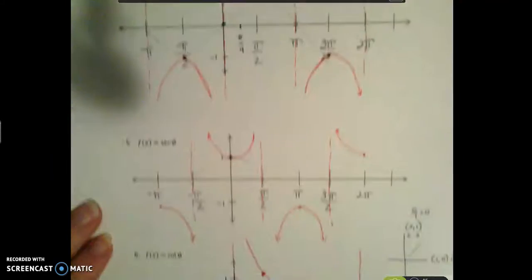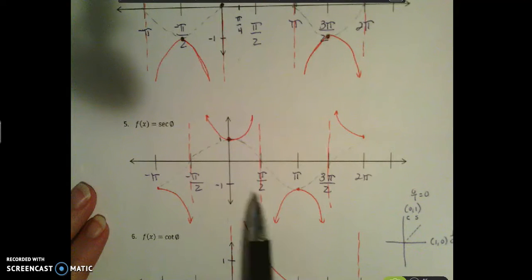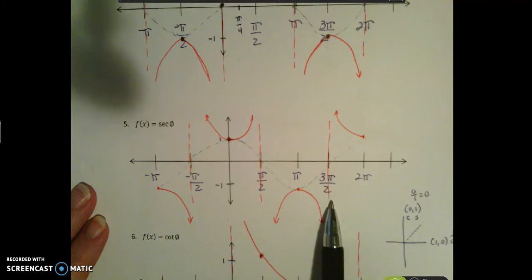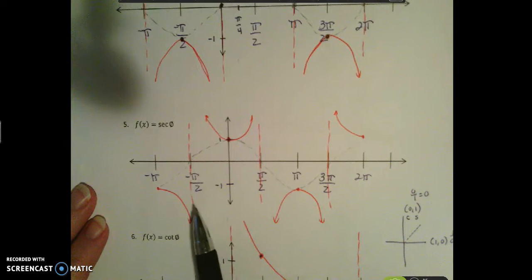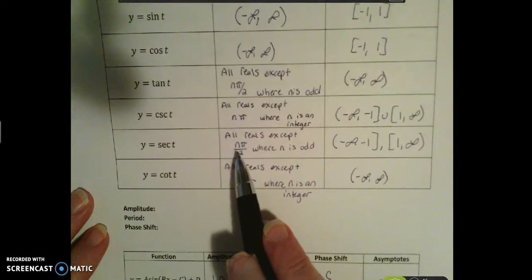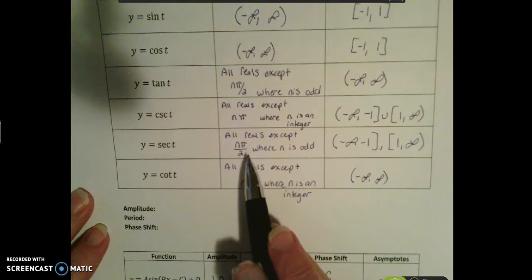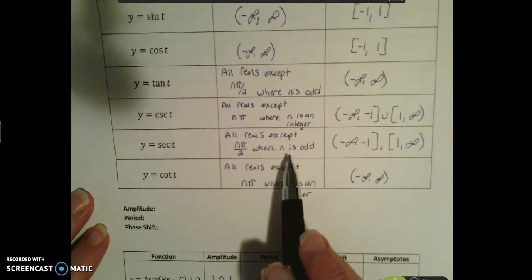So with the secant curve, though, our asymptotes are again at -pi/2, pi/2, and 3pi/2. So again, n pi/2, where n is an odd number. So that's our domain for the secant. All real numbers except n pi/2, where n is odd.